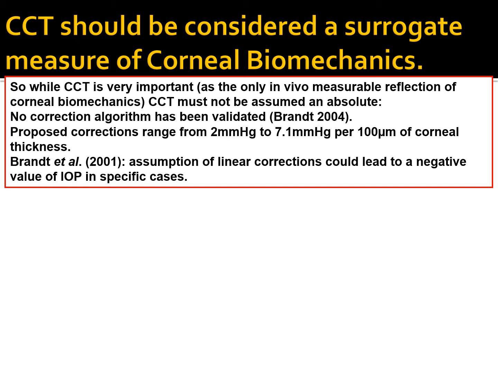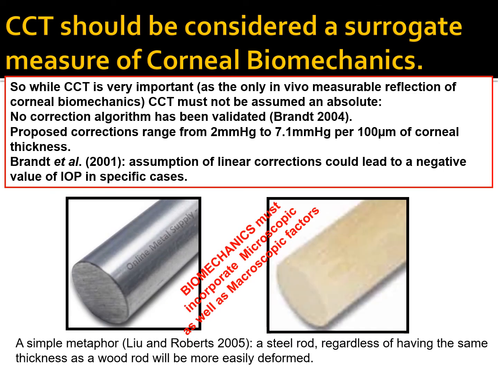So this was the whole drive in the early 21st century, to come up with a nice algorithm where we could correct GAT readings for the variability that CCT created. But it turned out that it didn't really work. And Liu and Roberts have a simple metaphor for this. They say you might have a steel rod and a wooden rod, and they might both be the same thickness, but the wood rod will be more easily deformed than the steel rod.